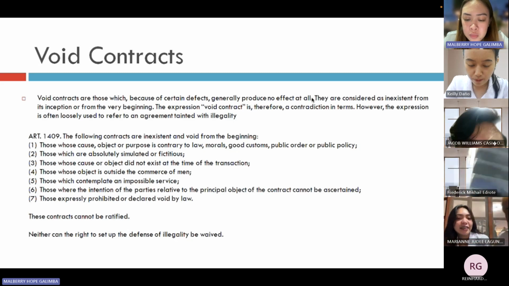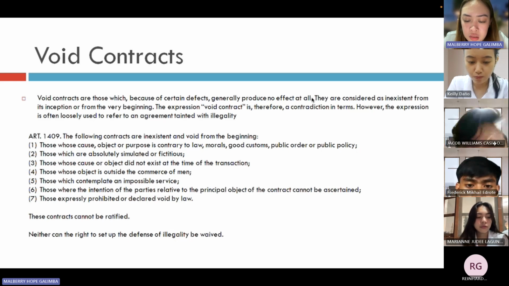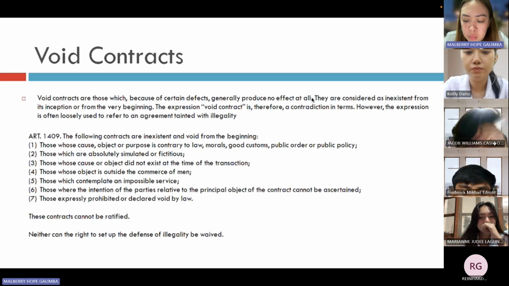Those which are absolutely simulated or fictitious contracts are also considered void contracts. For example, if the parties agreed, let us say, that they will pretend to buy and sell, but in fact no sale really happened, or the parties have not really entered into that sale, then that contract is simulated or fictitious. Why is it considered void? Because the parties have no intention to be bound by the contract that they created.